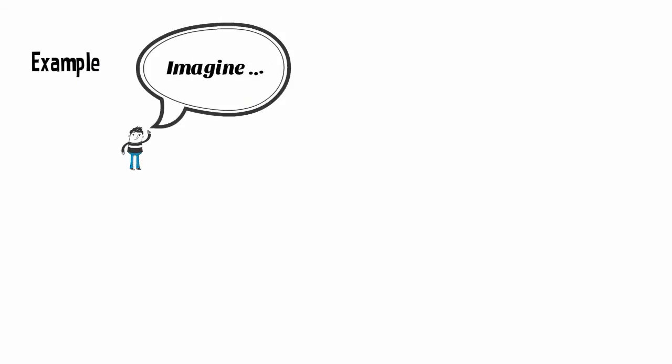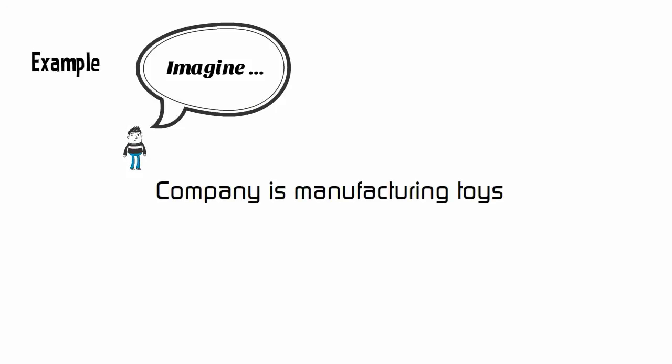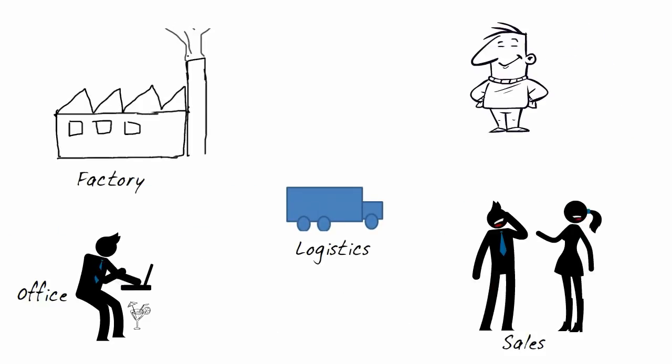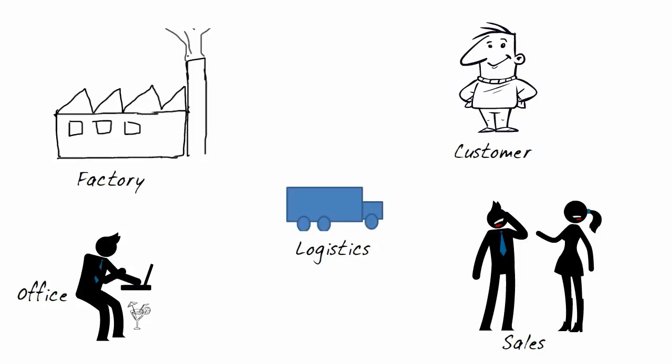Imagine a company that is manufacturing toys in a factory. The company needs many different functions apart from the physical factory itself in order to be able to manufacture these toys. Different companies naturally have different needs, but in our example, let's say that the functions are the design office, the factory, the logistics, the sales, and of course, the clients.